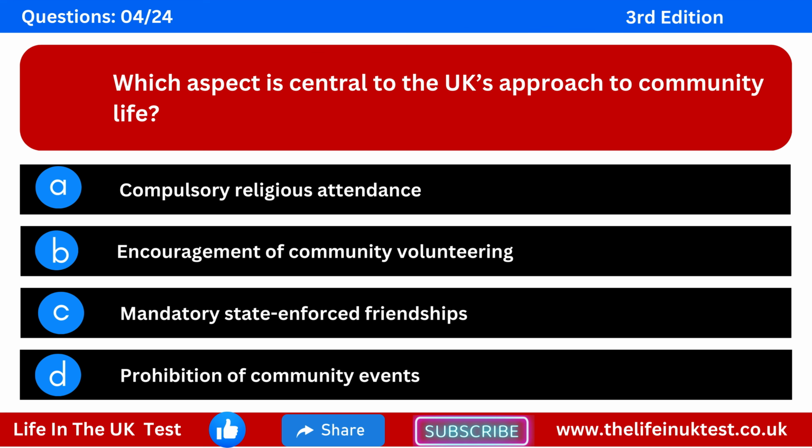Option A, compulsory religious attendance. Option B, encouragement of community volunteering. Option C, mandatory state-enforced friendships. Option D, prohibition of community events.